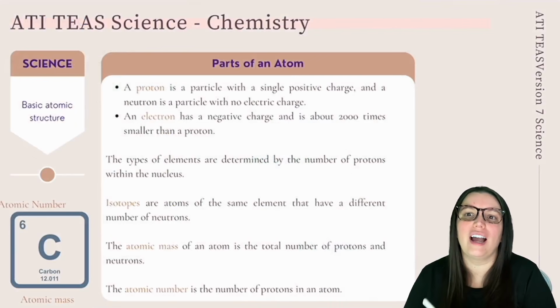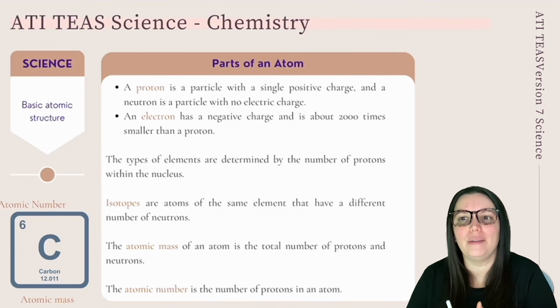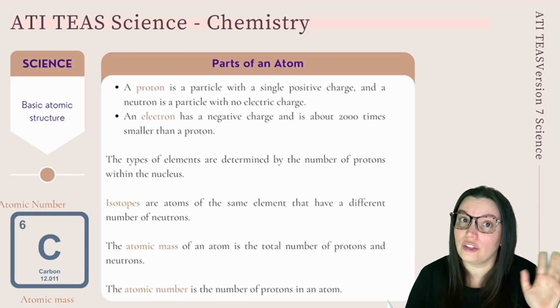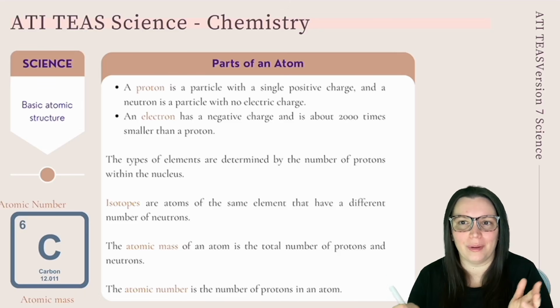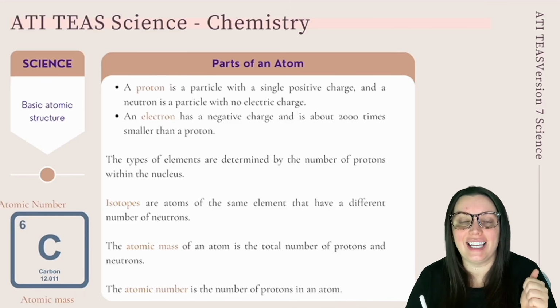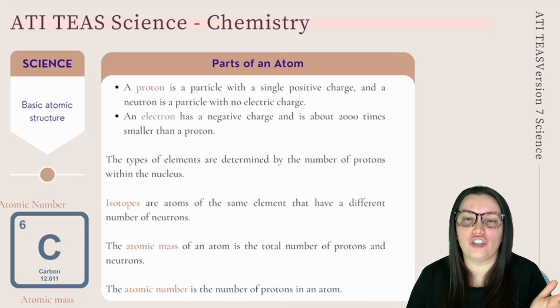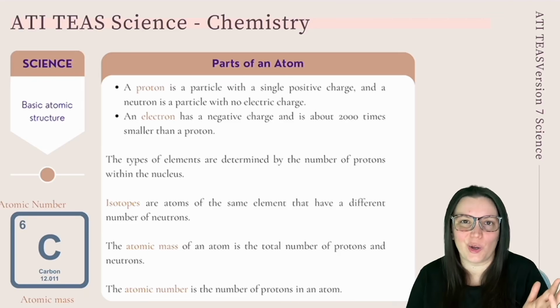As we move forward, isotopes are atoms of the same element that have a different number of neutrons. So for example, carbon-12 would have 6 neutrons because we know that there's 6 protons, right, in carbon. And carbon-14 would have 8 neutrons because, again, that proton number doesn't change. So carbon-12 and carbon-14 are considered isotopes of carbon.